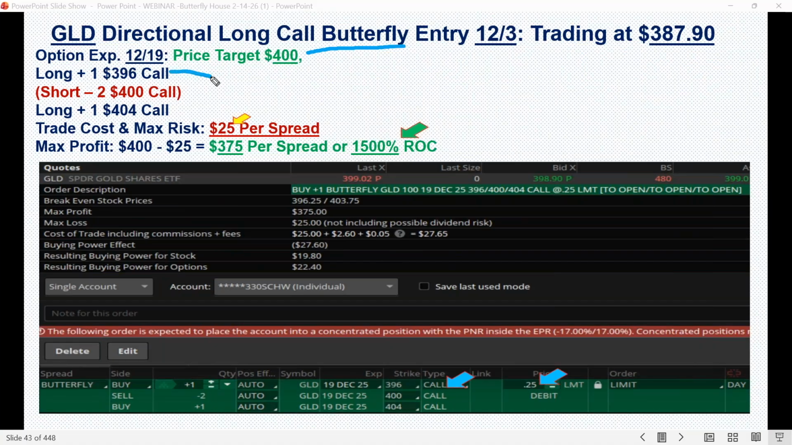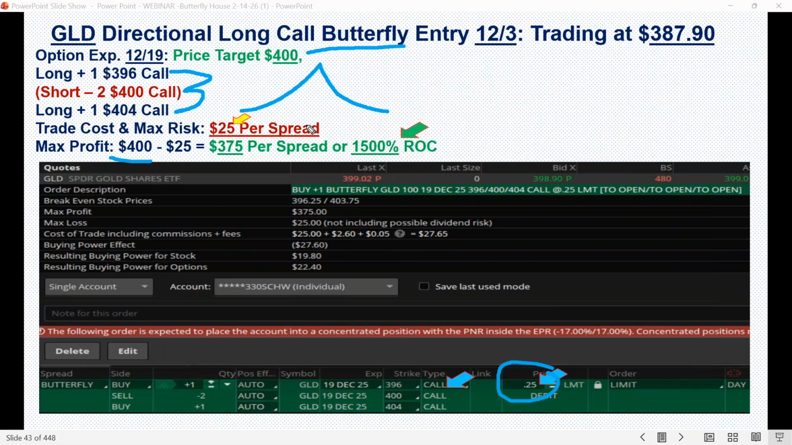So we did 396, 400, 400, 404. So you can see the spread width was $4 wide. So the potential spread width to 400, and our cost was 25 cents, 25 bucks. That's the max risk. All right. So if everything went wrong, boom, we risk 25.